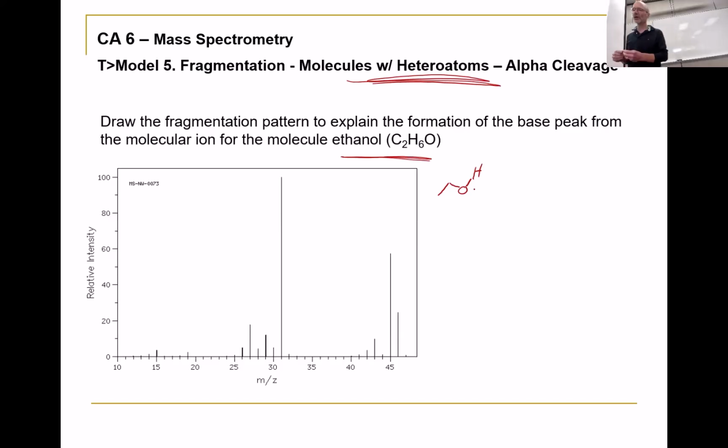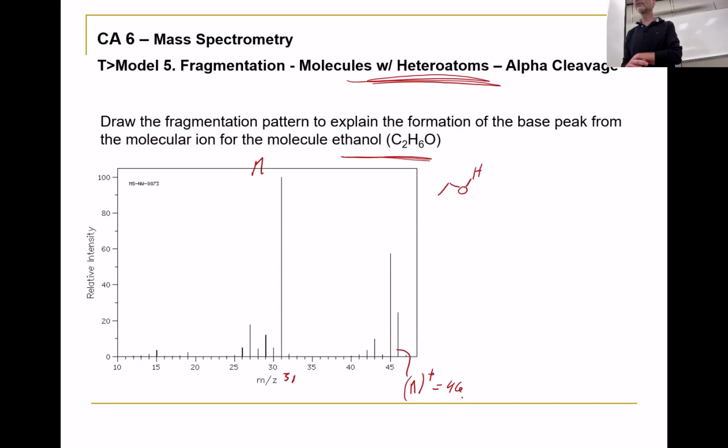But I tell you what this molecule is, and so I hope you recognize that right here would be the molecular ion. And yeah, there's a big peak at 45. Well, it's probably a loss of a proton, but I'm not asking you to explain that. I'm asking you to explain the peak at 31. So 31 atomic mass units. And the molecular ion is equal to 46.